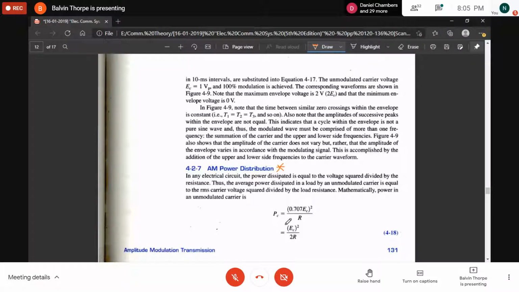So, power in the carrier. We know the power in the carrier because we do know the carrier voltage already. Now, why do you think we have 0.707 EC, squared over R right here? No, we're trying to find the power in the carrier. We know the voltage in the carrier.